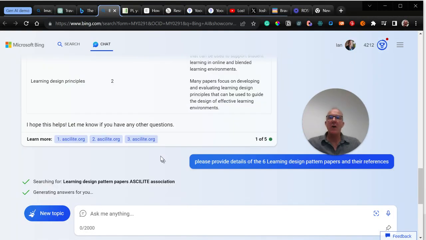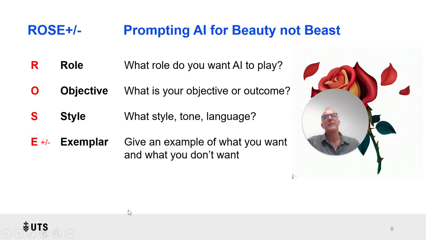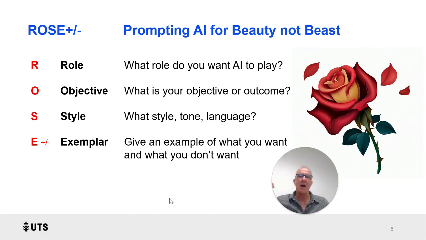Anyway, there you go. That's how to use the Rose model for prompting AI. Remember, it's role, objective, style, and exemplar. And I hope that gets you a bit further along in your engagement with AI.